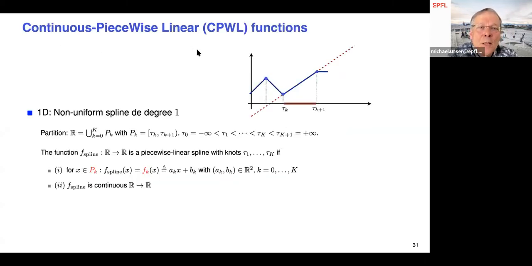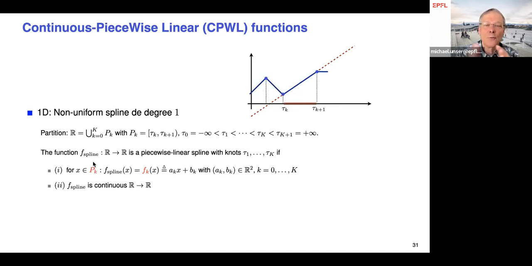Now, the relation with splines, for example in 1D. Here is a continuous piecewise linear function, and it is in fact a non-uniform linear spline. So it is a function of that form. You can partition the domain in intervals here, and those taus here are the knots of the spline.